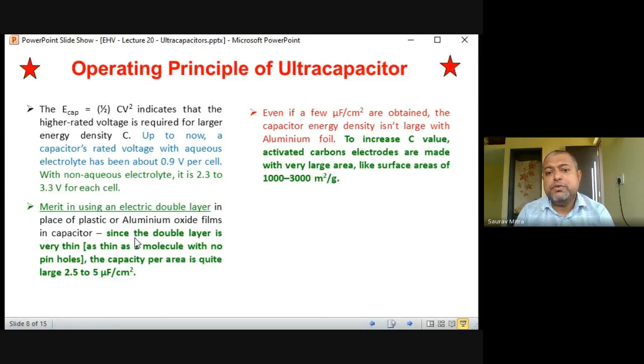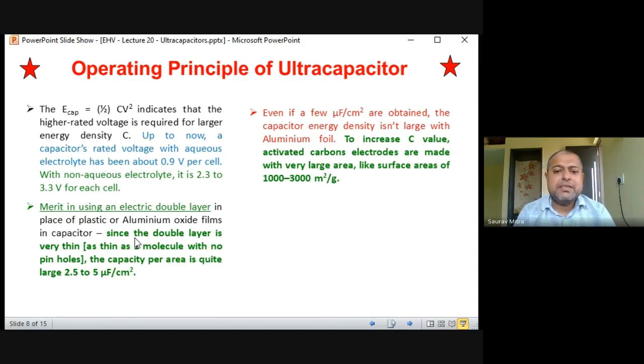Even if a few microfarad per centimeter square are obtained, the capacitor energy density is not large with aluminum foil. That is another thing. If C is not high, it cannot hold a bigger charge density. So double layer technology is actually generating high energy density. This is the bottom line, whereas with plastic or aluminum oxide foil technology, the energy density of the capacitor is less.